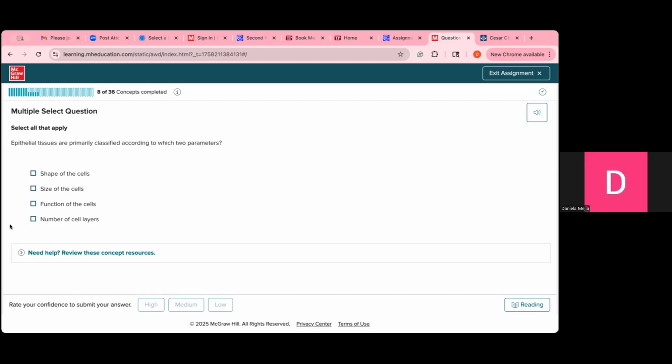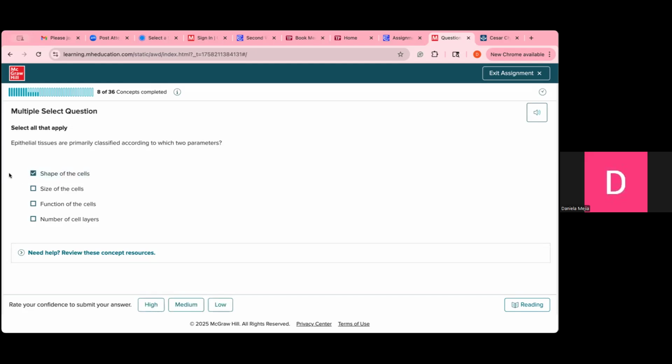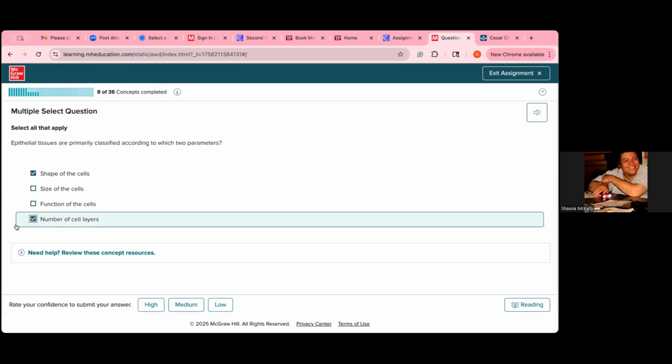I think would be function of the cell. Not the function of the cell, because we already know it's epithelial. It's the shape of the cells. It's the shape and it's the number of layers of cell layers, the number of cell layers.